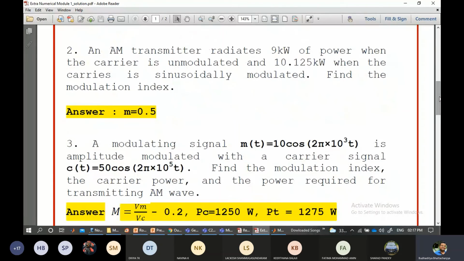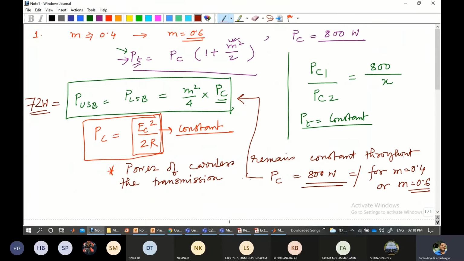So the second question that we have is also very simple. An AM transmitter radiates 9 kilowatt of power when the carrier is unmodulated, and 10.125 kilowatt when the carrier is sinusoidally modulated. Got it? Find the modulation index. This is more of a power-equation question. Can anyone please volunteer and tell me what I am supposed to write for this?